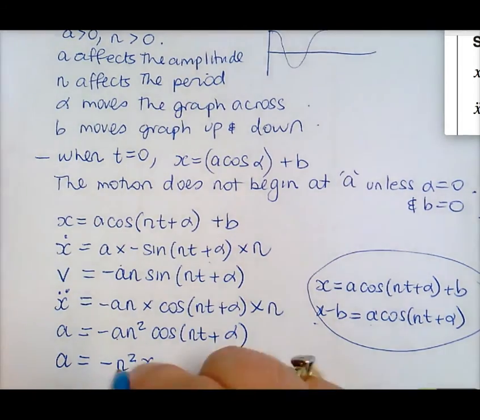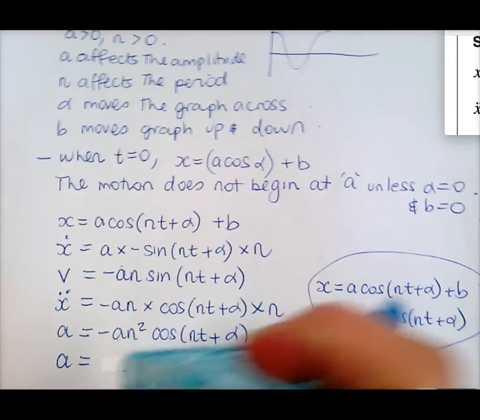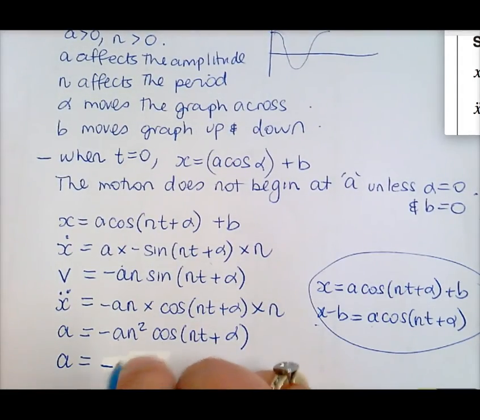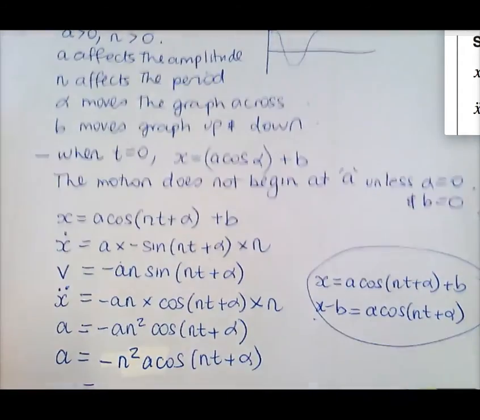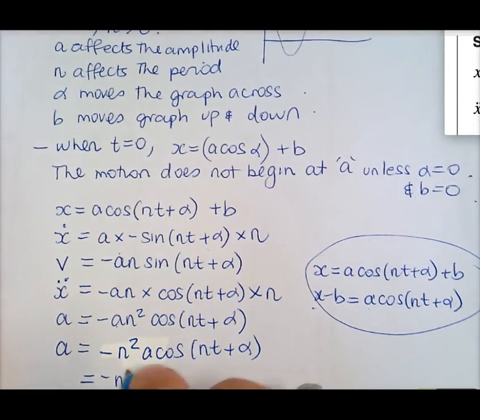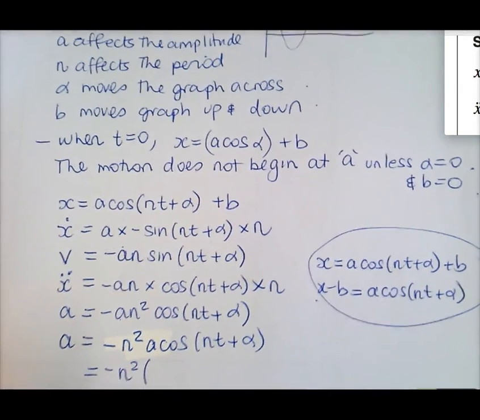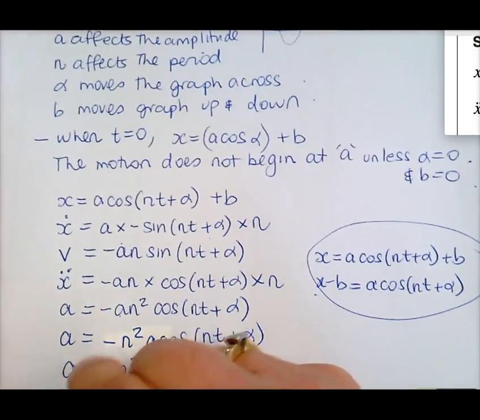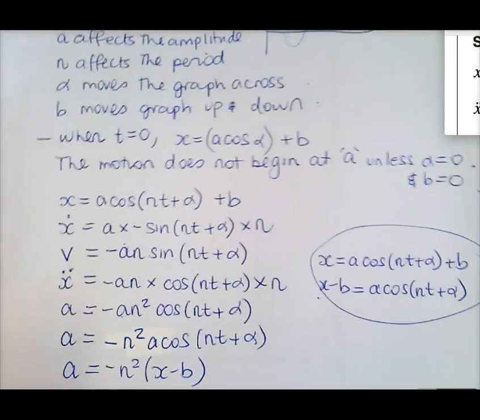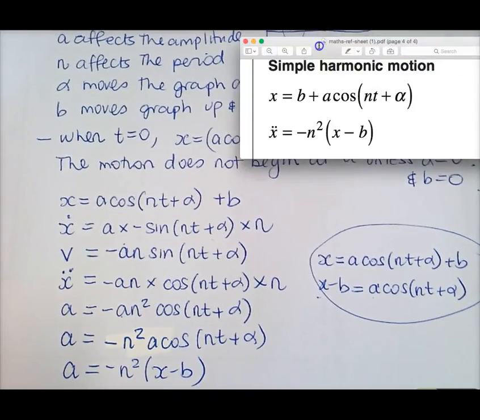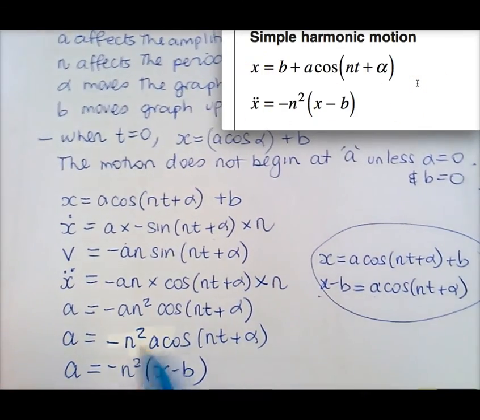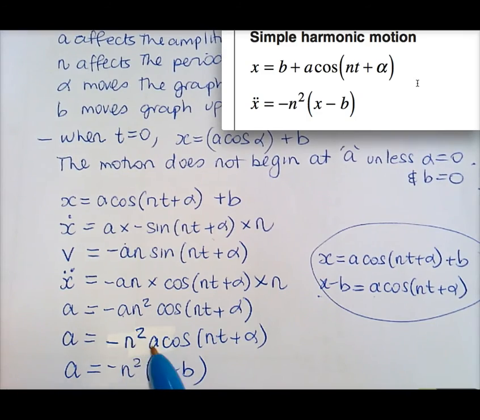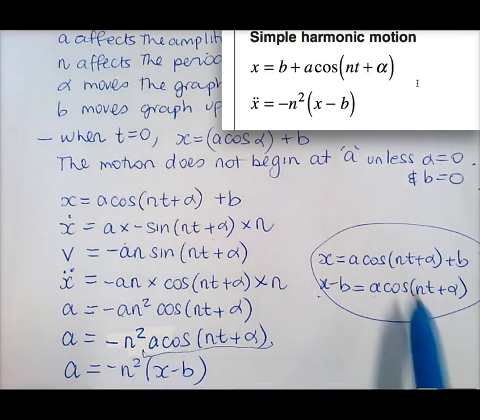Let me rearrange this. Isn't that negative n squared times a cos nt plus alpha? Is that okay? I've just swapped that around. So now I get negative n squared bracket, what do I write? Good. x minus b. Now, that's what we've just derived. Got it? Just be careful there, please: swap around the n squared with the a, then do the substitution for the a cos nt plus alpha, which needs brackets, x minus b.